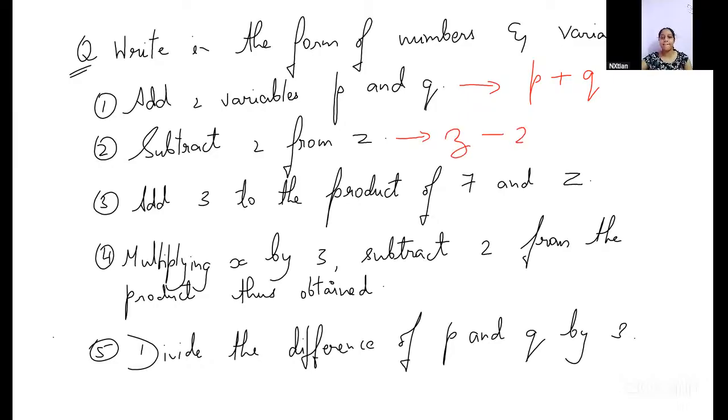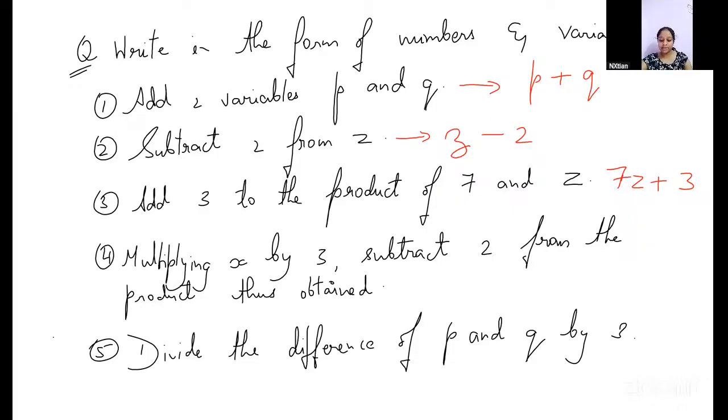Third one, Abraham, add 3 to the product of 7 and Z. 7Z plus 3. Very good. Why 7Z? Because when a number and a variable are in multiplication, like 7 into Z, we put them together and it becomes 7Z. So 7Z plus 3. Add 3 to the product of 7 and Z. What will be the product? 7Z plus 3. Okay. Fourth one, Nathaniel.